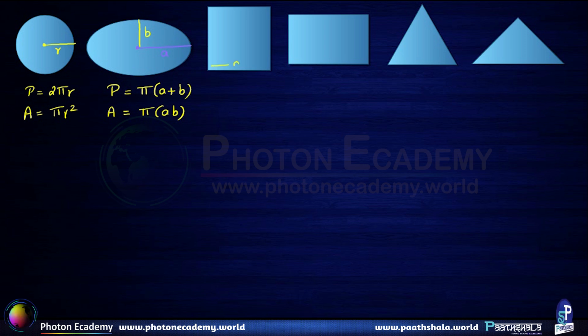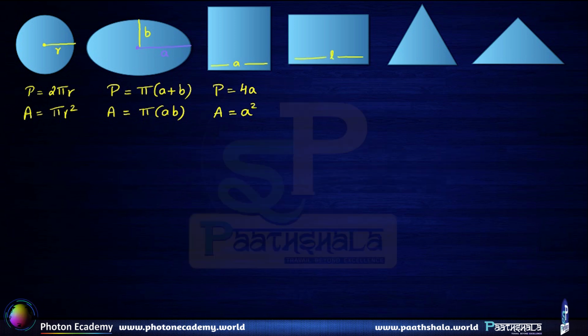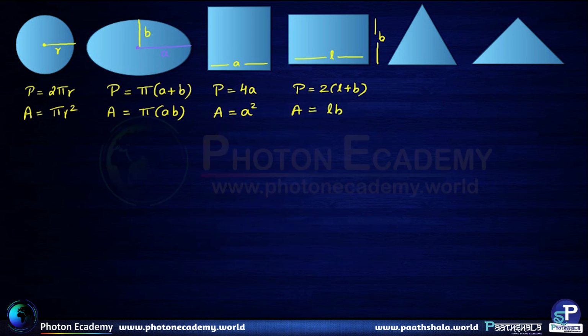So the length of the side is A over here. So the perimeter naturally happens to be equal to 4A, and the area of the square happens to be equal to A square. So this is a rectangle with length L and breadth B. So the perimeter of the rectangle is equal to twice L plus B. This should be obvious. And the area of the rectangle is equal to LB.